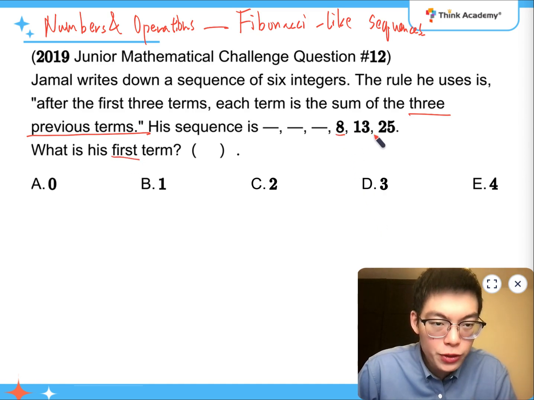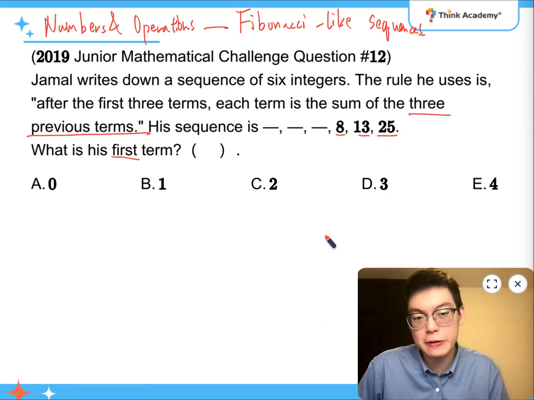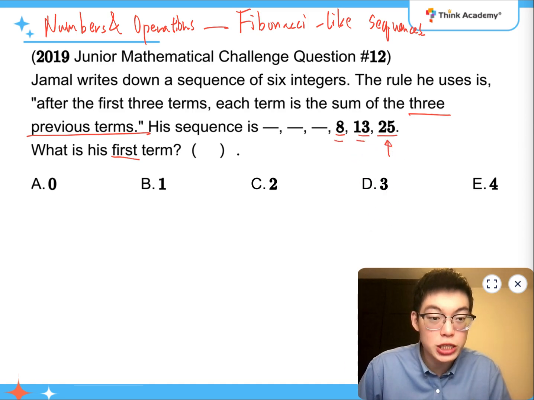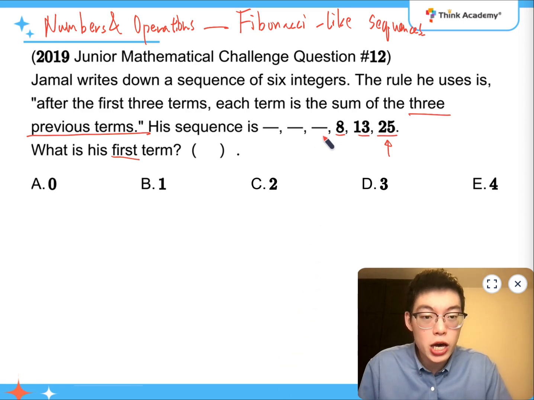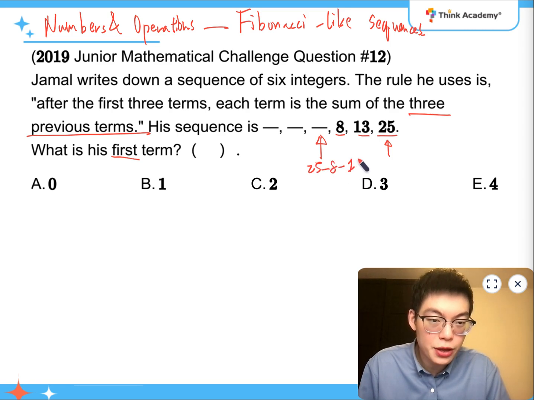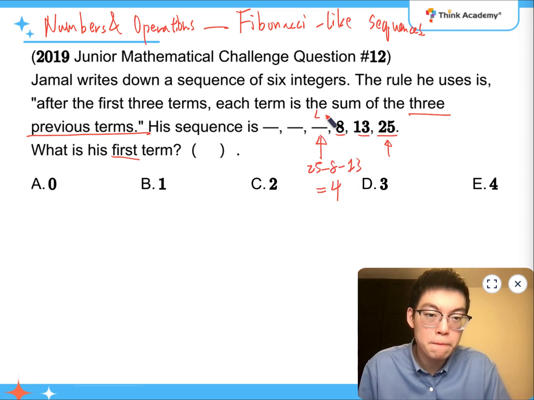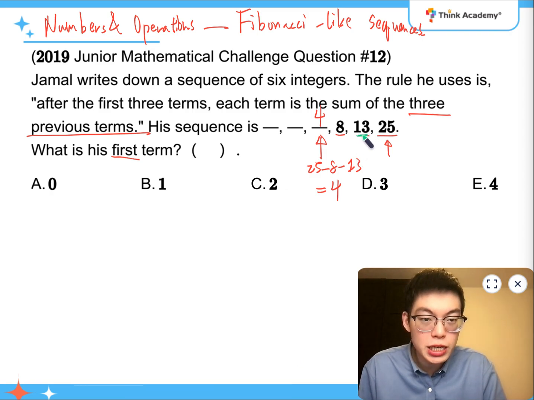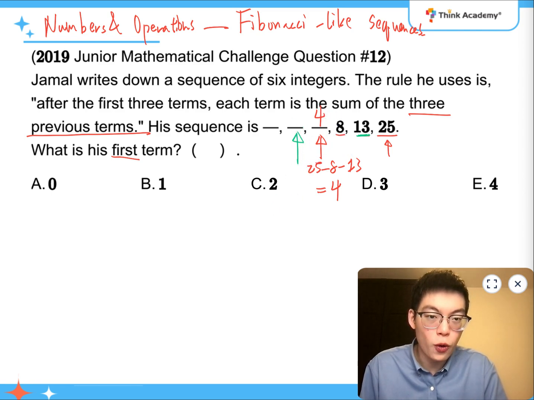Now I have the 4th, 5th, and the 6th terms, right? So using the 6th term, subtracting 8 and 13, which are the previous 2 terms, I can find the 3rd previous term, right? So that's going to be 25 take away 8 take away 13, which is equal to 4. And then the second step is from 13, we can trace it back to this box with 4 and 8. So that is going to be 13 take away 8 take away 4, which is 1.